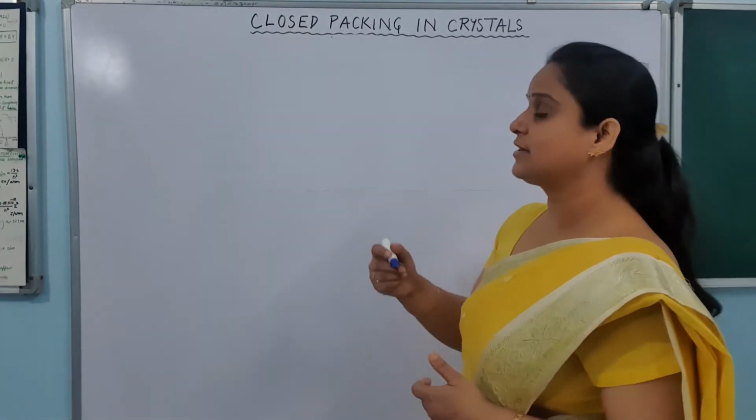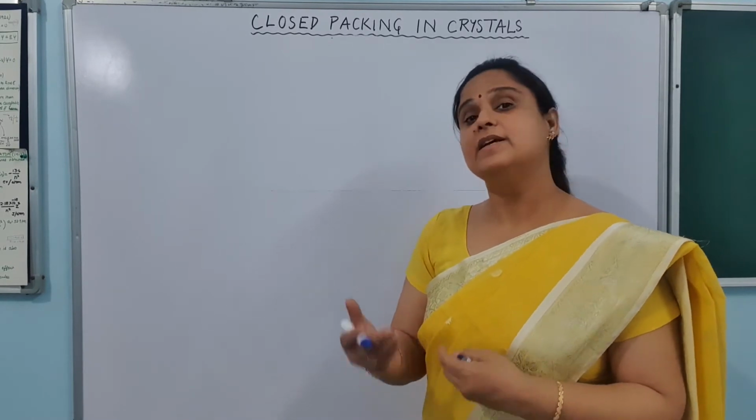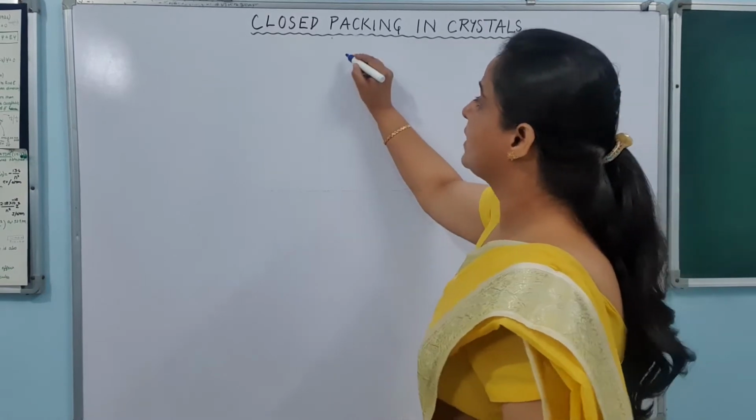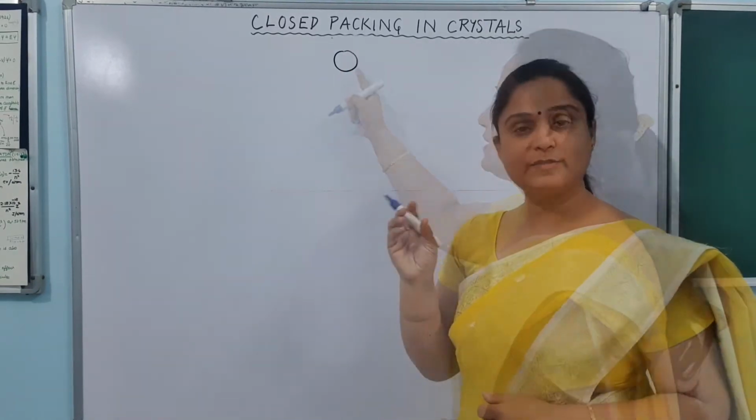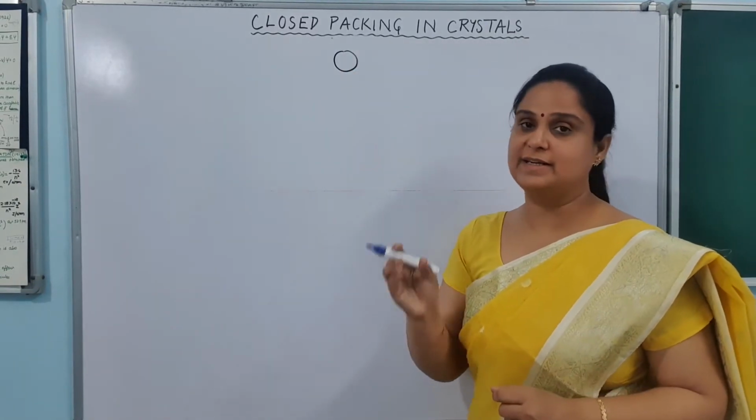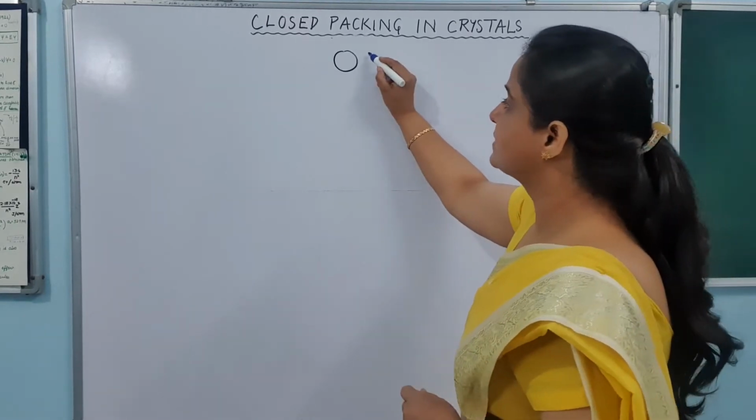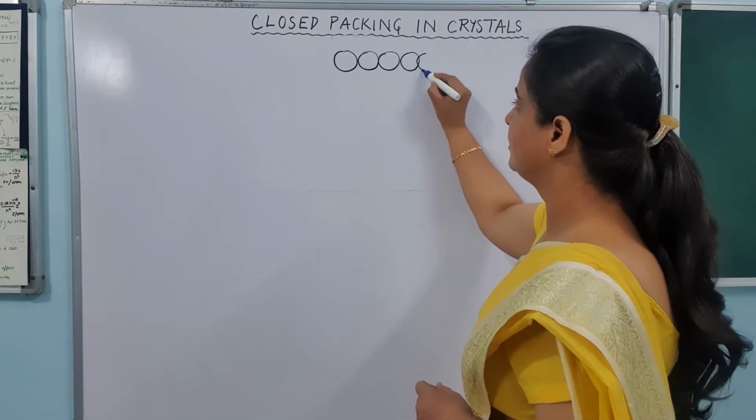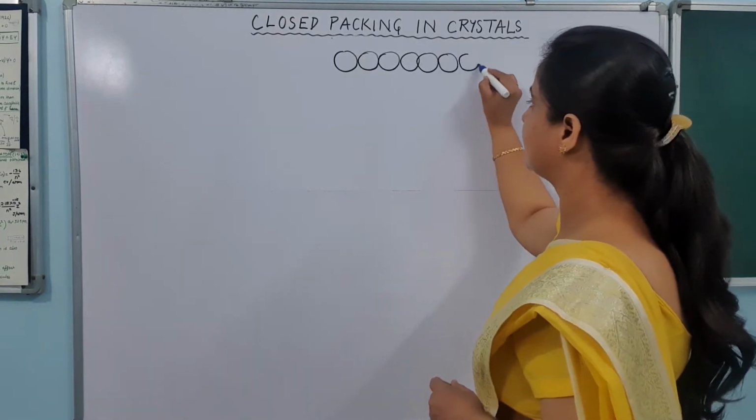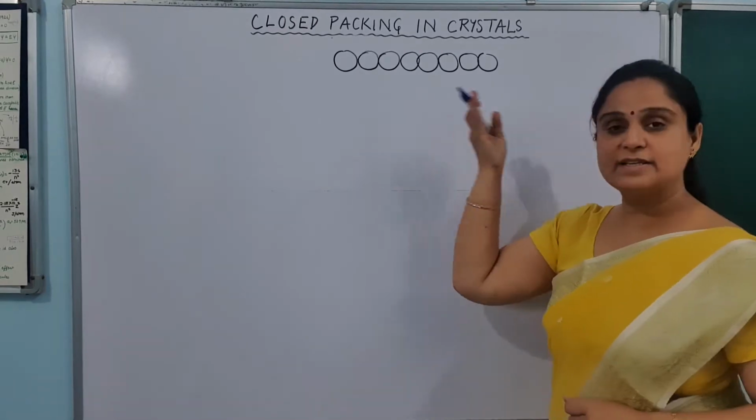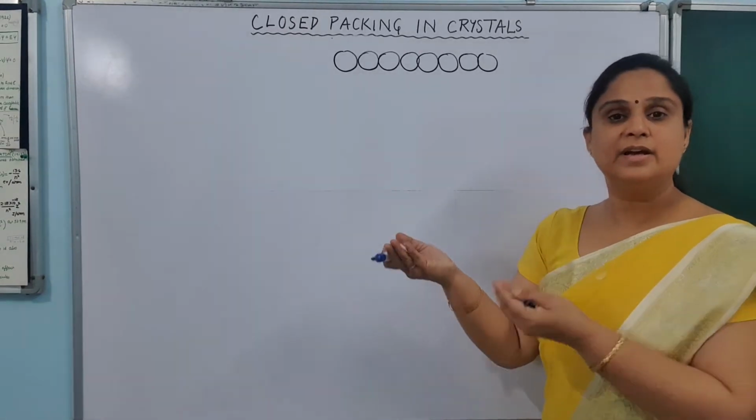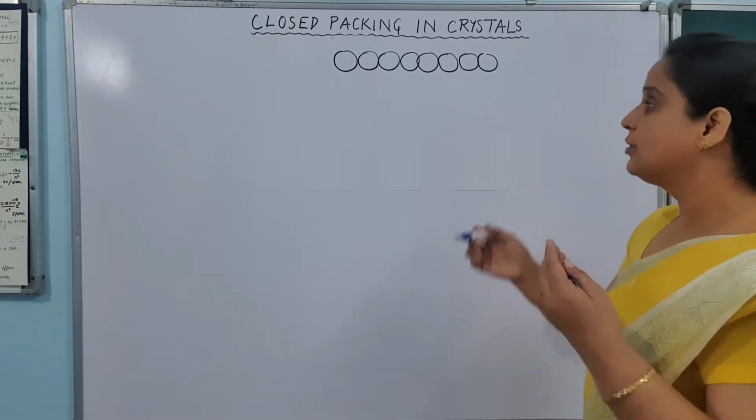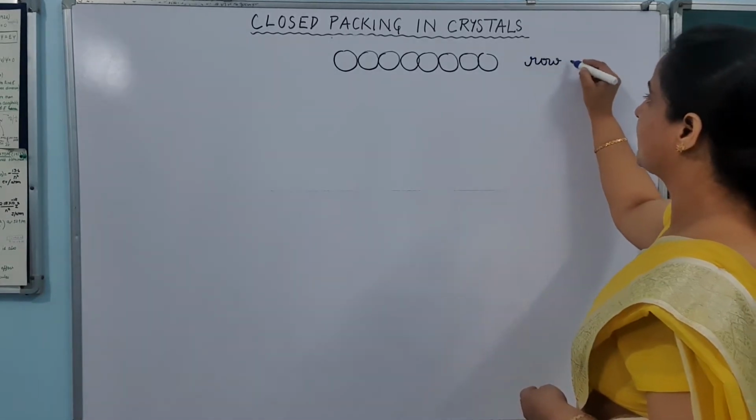First of all, I am starting with the one directional arrangement, means the starting of making of a crystal. How does it take place? Let's see. I am having this ball here, and this ball is indicating an atom. When one atom is connected with another atom in a single direction, this gives us a one directional arrangement, and this is a row made up of atoms.